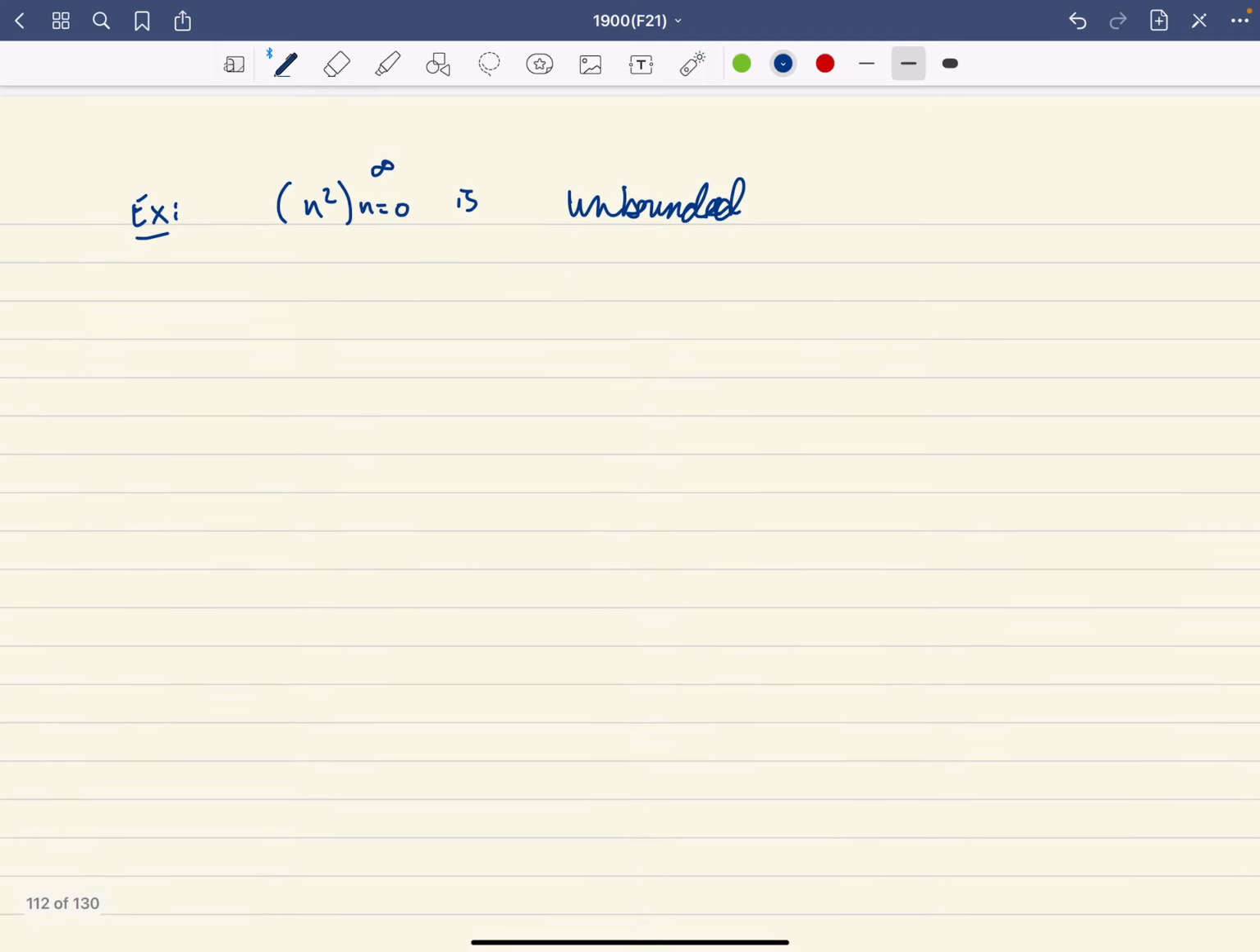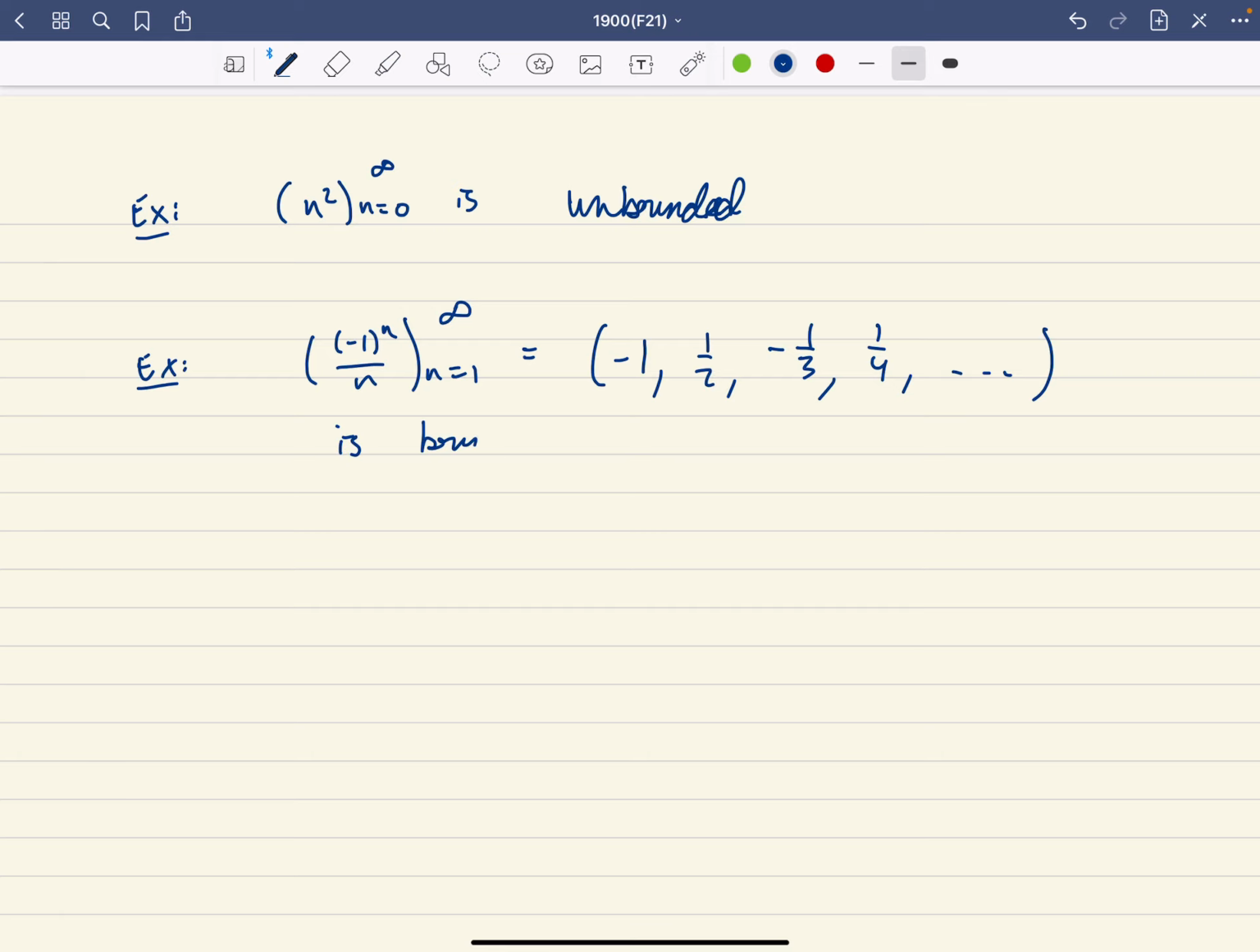Okay, and so let's look at a few things here. So let's look at the sequence negative 1 to the n over n as n goes from 1 to infinity. And so what this is going to be is negative 1, positive 1 half, negative 1 third, positive 1 fourth, and so on. And it turns out that this is bounded, but not monotone. So it's neither increasing nor decreasing because of the alternating pattern. Sometimes the numbers get bigger, sometimes they get smaller, but it is bounded because all the values are less than or equal to 1.